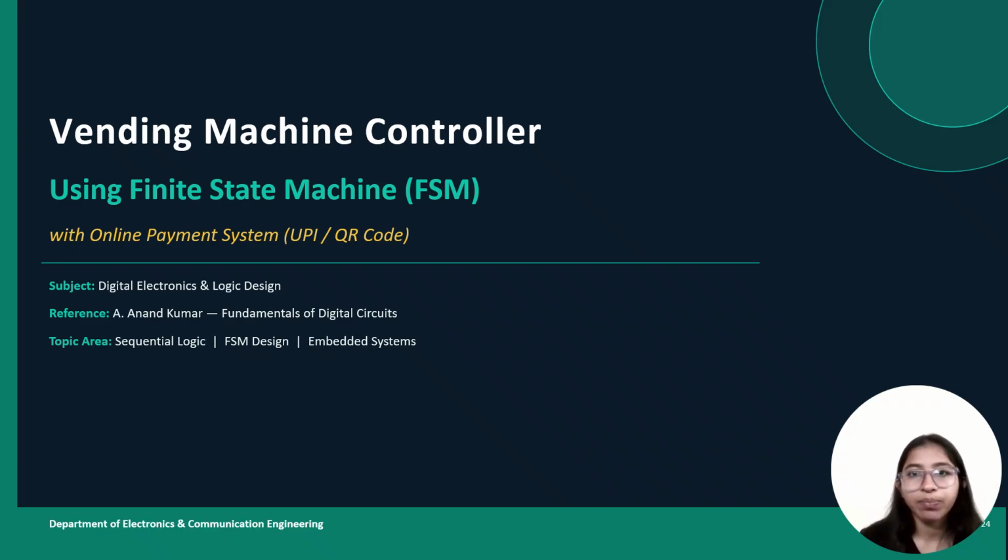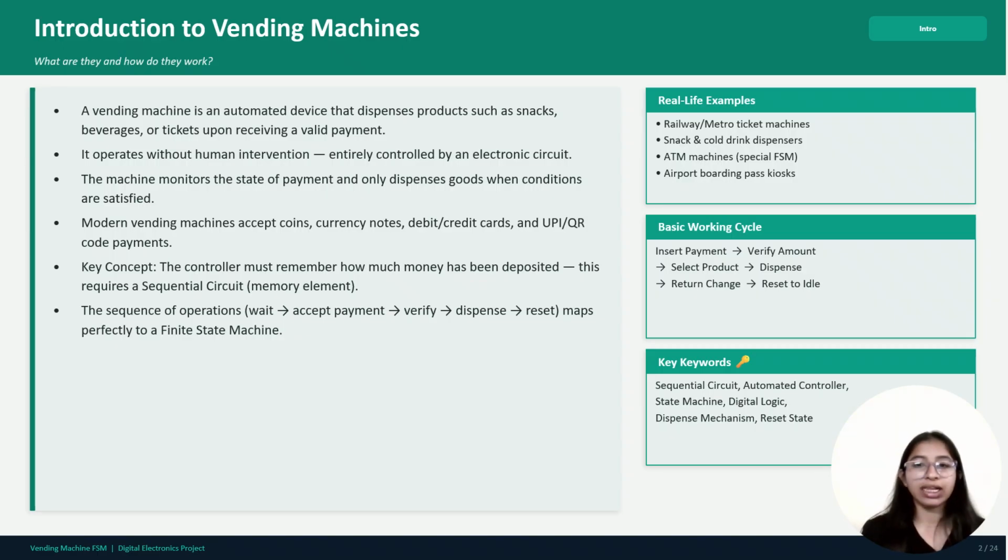Let us begin. So let us start with the basics. What exactly is a vending machine? A vending machine is a fully automated device that dispenses a product, a snack, a beverage, or even a ticket, without any human assistance. You insert a payment, make a selection, and the machine does everything else.